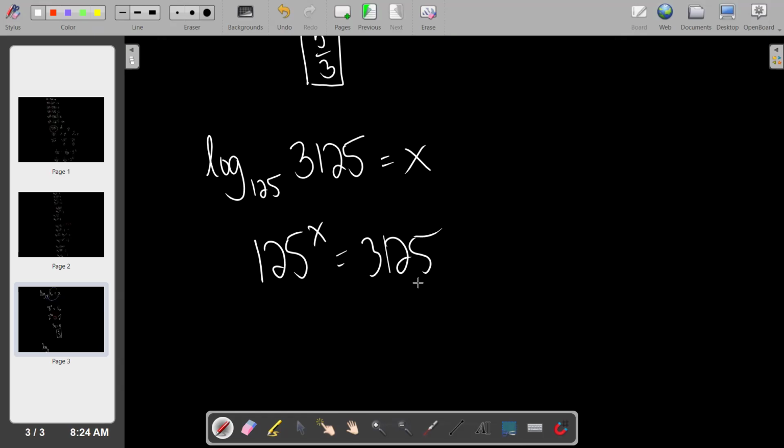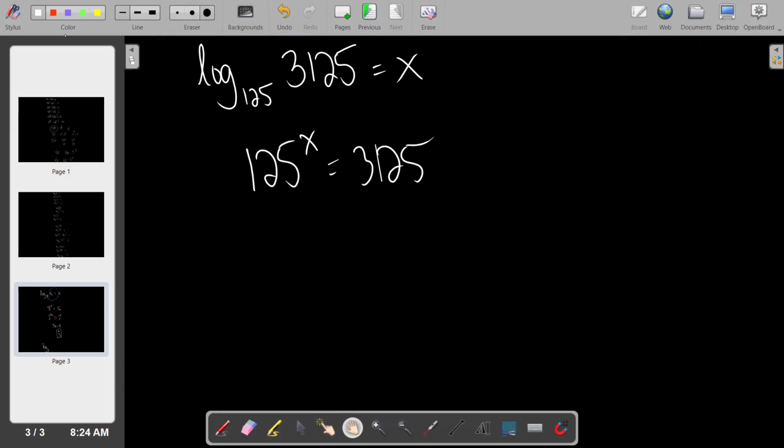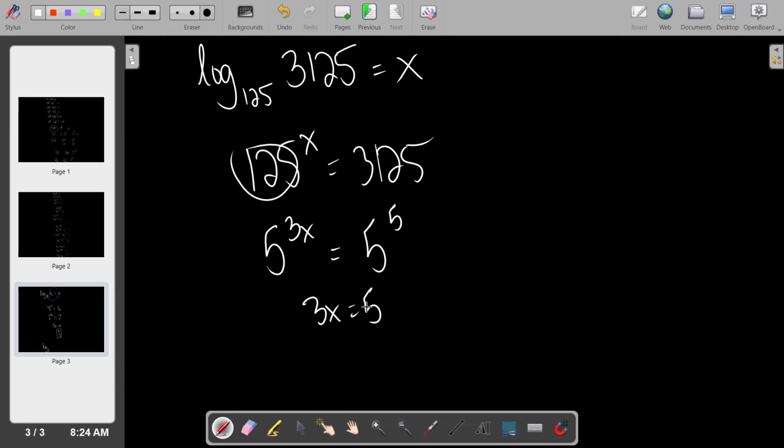What are 125 and 3,125 both powers of? What is 125? So this side is 5 to the 3x. What is 3,125? 5 to the 5th. So you're telling me that 3x must equal 5? Correct. What's x? Done.